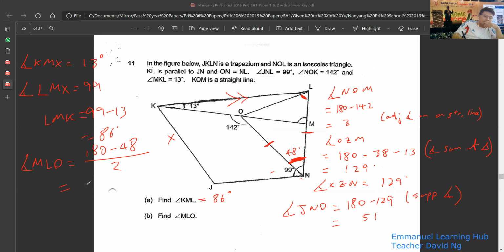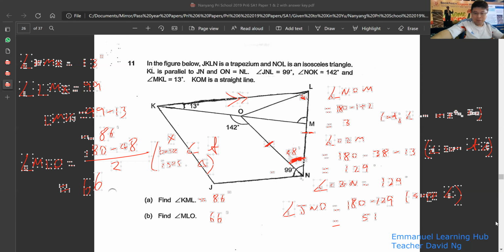What's the answer? 66. What's the reason you need to give? Base angle of an isosceles triangle. Because this is a base angle of an isosceles triangle. So 66. Okay, you know what to do already for this question.